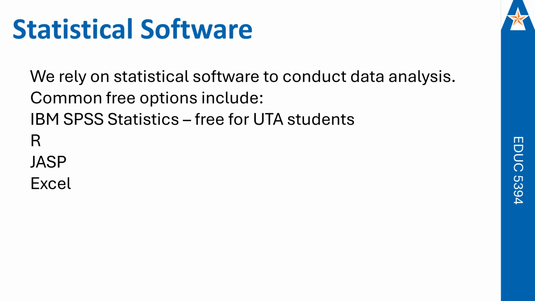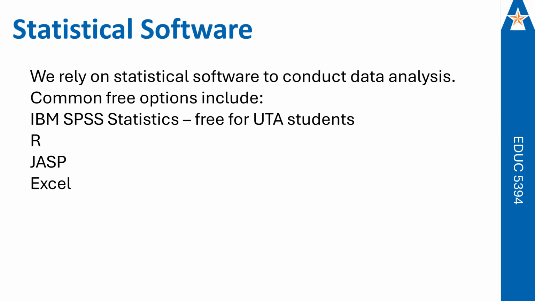We rely on statistical software to conduct data analysis. Here are several options for your consideration. IBM SPSS Statistics is a beginner-friendly manual-based program for managing data and conducting common statistical analysis. SPSS is not generally free, but UTA students can download it at no cost through the UTA website. R is a free, code-based statistical computing program known for flexibility, advanced analysis, and data visualization. It may be less user-friendly for beginners.